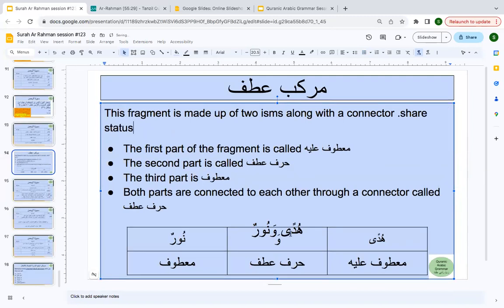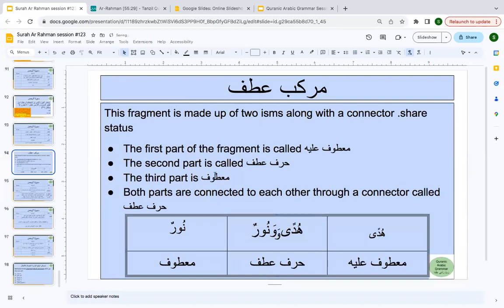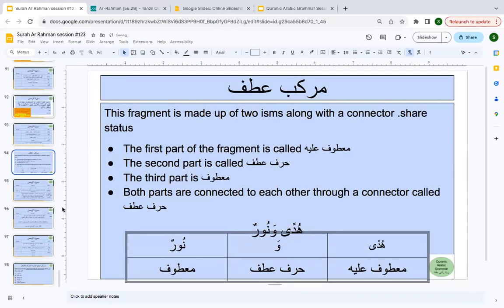Now let me make my table pretty too. Oh, it's all jumbled up now. Okay, no problem. Let's see. I will fix it for you. Okay, so now come back.